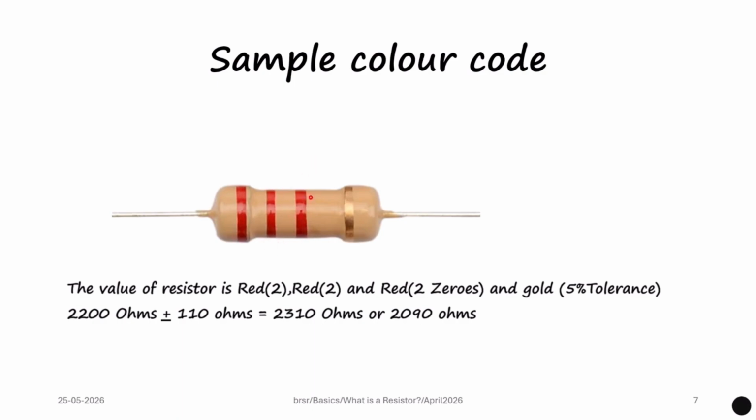The third band represents the number of zeros. And this third band represents there are 2 zeros. That is 2, 2, 0, 0 is the value of this resistor. And there is a golden band, which means it is 5% tolerance. That is from the value 2200 plus or minus 5%, that is 110 ohms. The value of the resistor could be 2310 ohms on the higher side or 2090 ohms on the lower side.